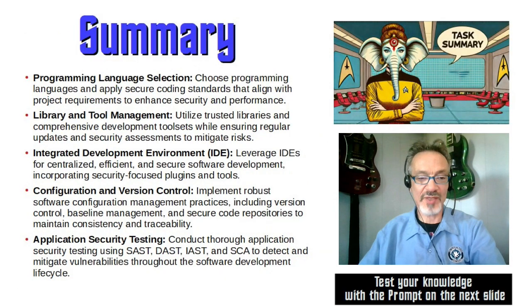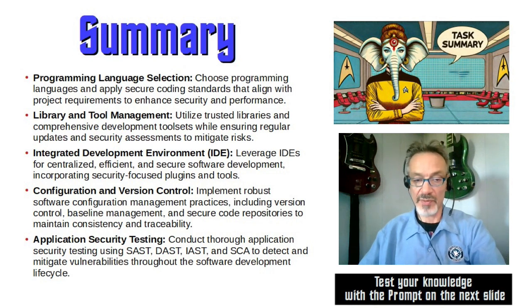Let's quickly summarize A2. Identify and apply security controls in the software development ecosystem. We talked about programming language selection, choosing secure programming languages based on project requirements, and implementing secure coding standards to prevent vulnerabilities. Library and tool management. Utilize trusted libraries and regularly update them along with your development tools, and make sure that they're integrated with security-focused tools for continuous monitoring and protection.